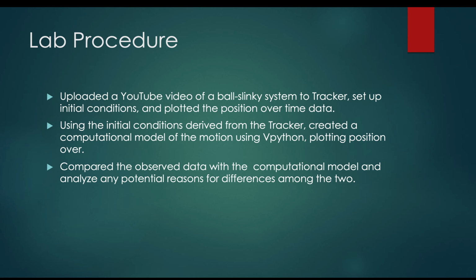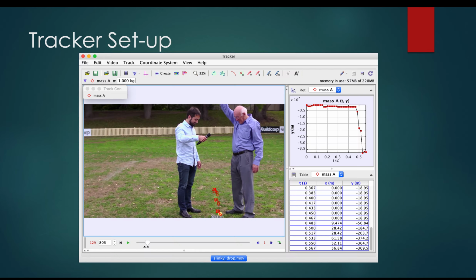So for this lab, what I did is I found a video on YouTube of a man holding a slinky with a ball and dropping the slinky, and then I uploaded this video of this ball slinky system to tracker, set up the initial conditions and plotted the position over time data. Then, using the initial conditions generated from this tracker model, I created a computational model of this motion using VPython, plotting the y position over time. And then I compared and observed the data from the computational model and the real observed data, and analyzed any potential reasons for difference between the two.